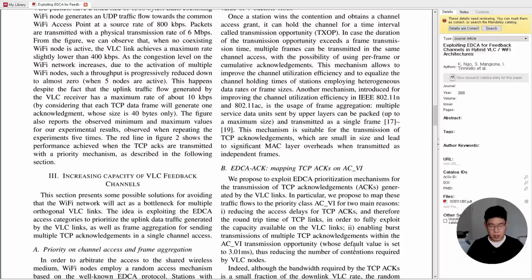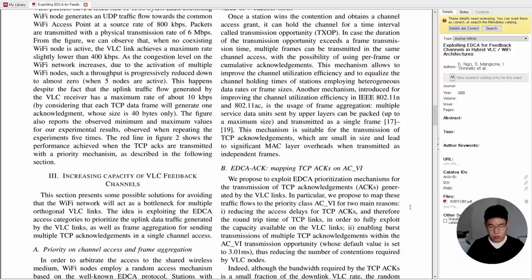EDCA mapping of TCP ACKs on AC_VI. We propose to exploit EDCA prioritization mechanisms for the transmission of TCP acknowledgements generated by the VLC links. In particular, we propose to map these traffic flows to priority class AC_VI, to gain two main advantages. First, reducing the access delays for TCP ACKs and therefore the round-trip time of the TCP links.